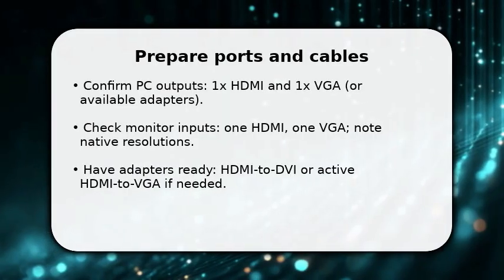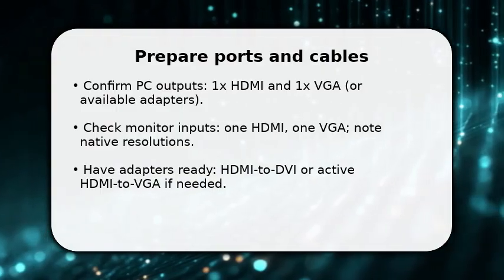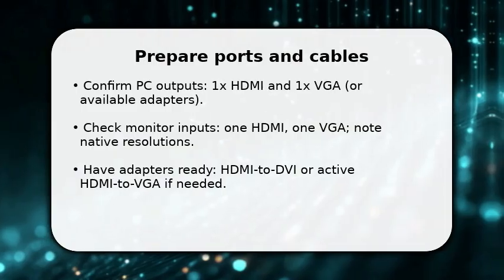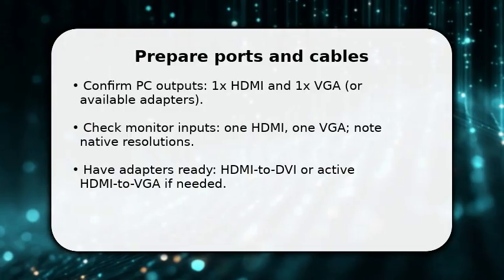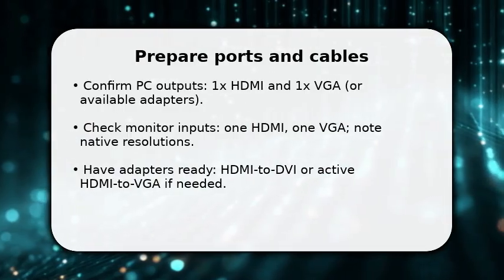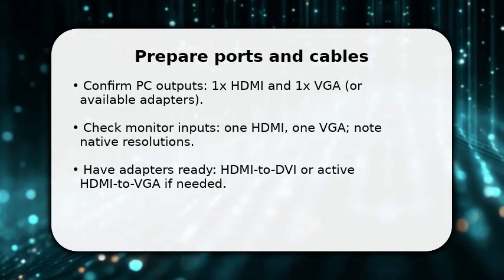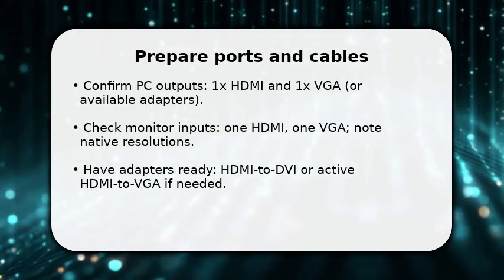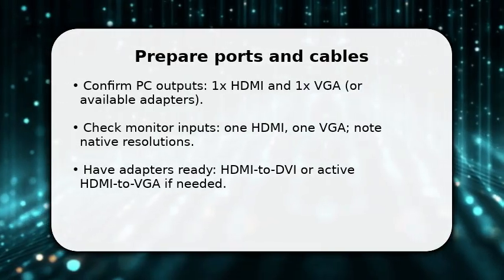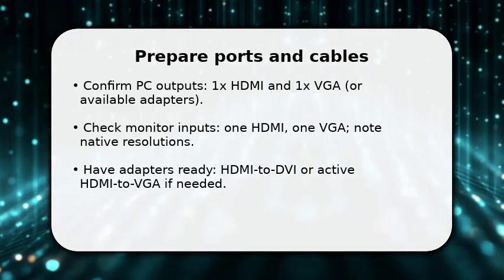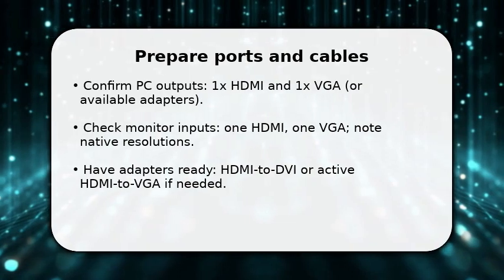You're starting by verifying physical compatibility. Check your PC has one HDMI and one VGA output, or plan one adapter. Once done, inspect each monitor for HDMI or VGA inputs and note their native resolutions so you can match settings later. Make sure you have necessary adapters. Passive DVI adapters work only when signals match, but an active HDMI to VGA converter is required for digital to analog. Plug power cables in, but keep monitors off until both video cables are connected.